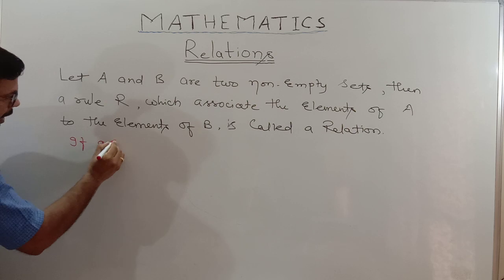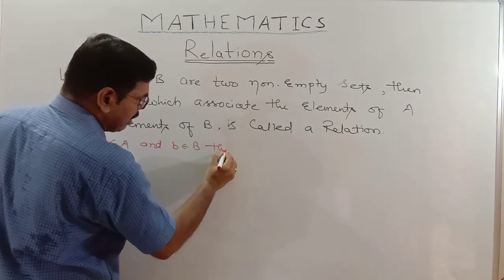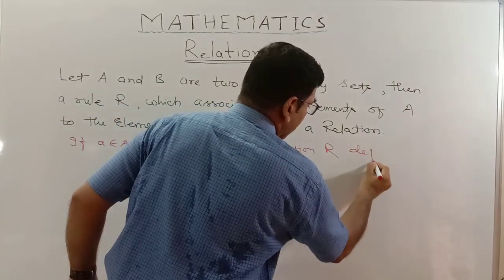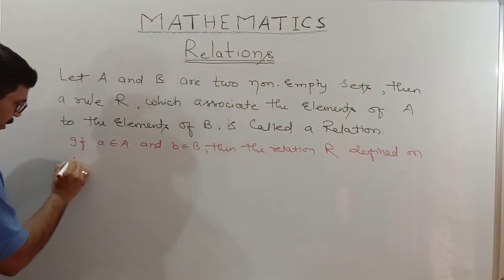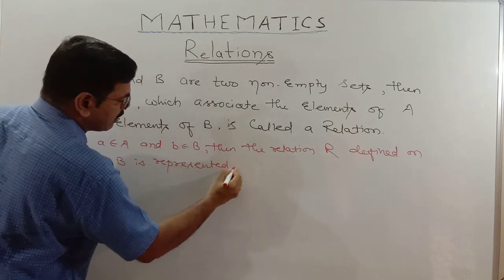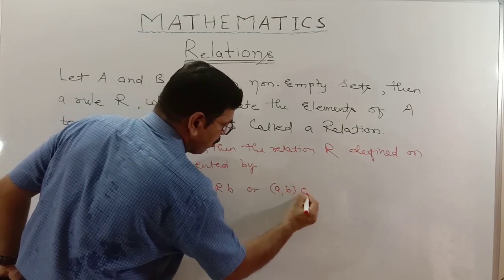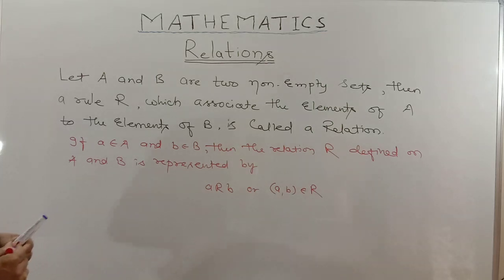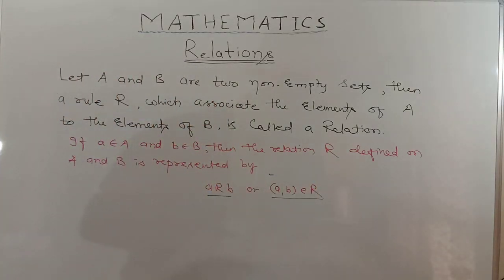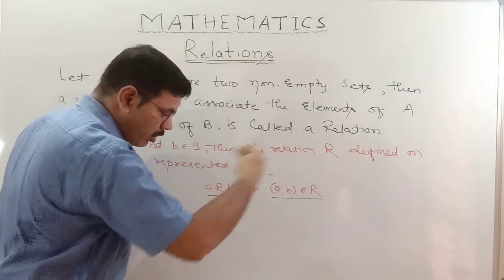So now we are taking an example. If a belongs to A and b belongs to B, then the relation R defined on A and B is represented by a R b, or (a, b) belongs to R. Generally we use this form. Both forms are important, but generally we use a related to b, or (a, b) belongs to R. (a, b) is an ordered pair which belongs to the set of ordered pairs.